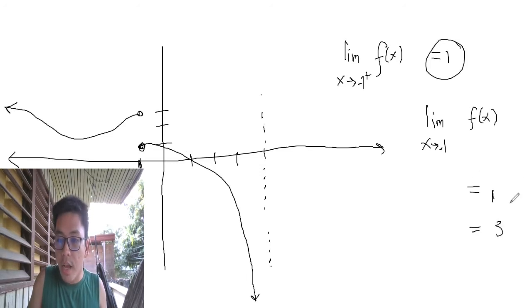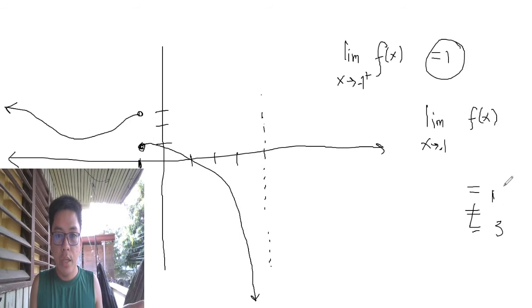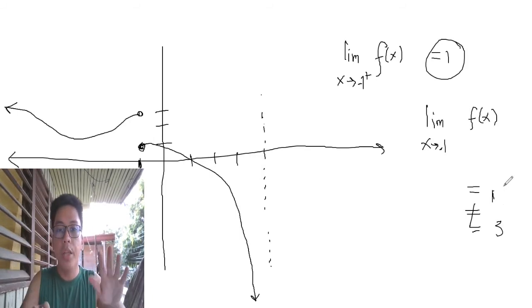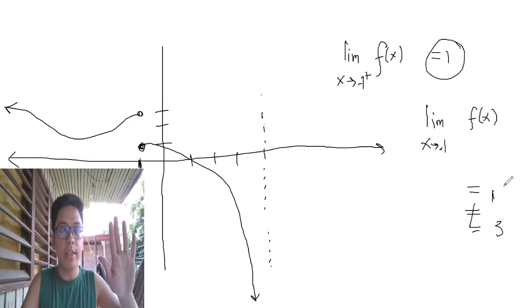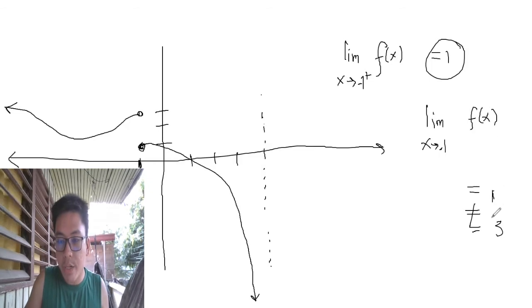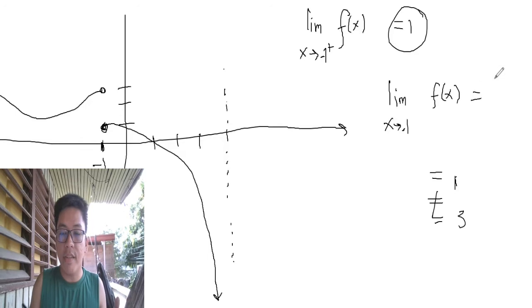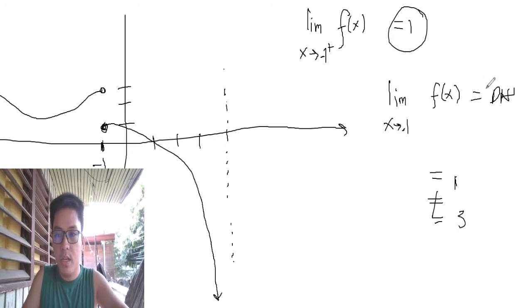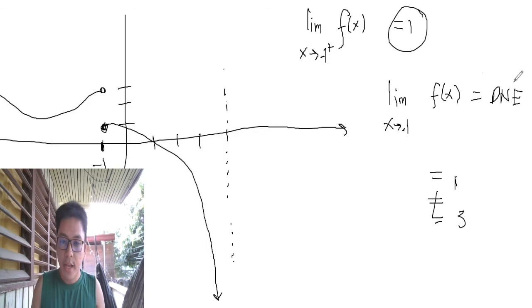So if you notice, they're actually not equal. Now, from our previous example wherein we created a table, the corresponding values when x is less than 1 or greater than 1 were actually equal. In this case, however, it's not equal. So therefore, the limit does not exist on this specific function. So I would denote that by DNE, does not exist.